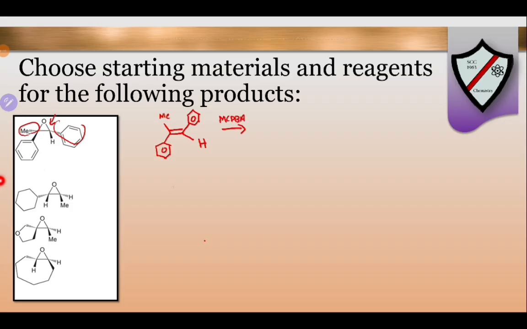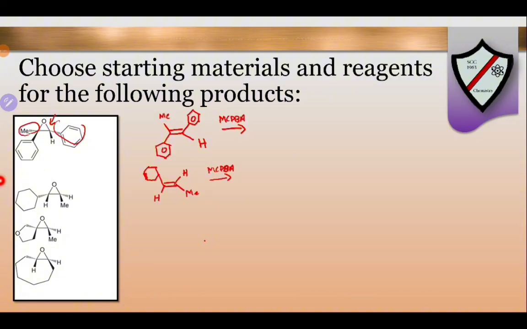So then it follows in example 2 here, we are going to draw a double bond. One side is going to have a methyl group and a hydrogen. Sharing the side with the methyl group is another hydrogen, and sharing the side with the hydrogen is a cyclohexyl group. Treat that with MCPBA, and we should afford the intended product.